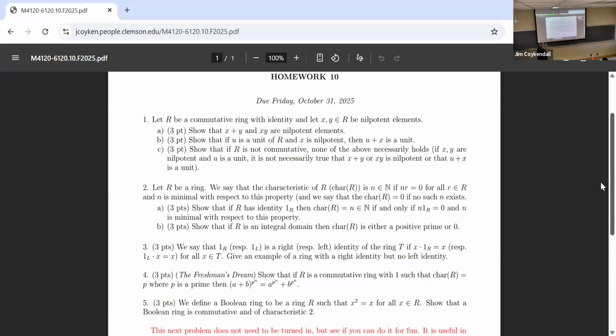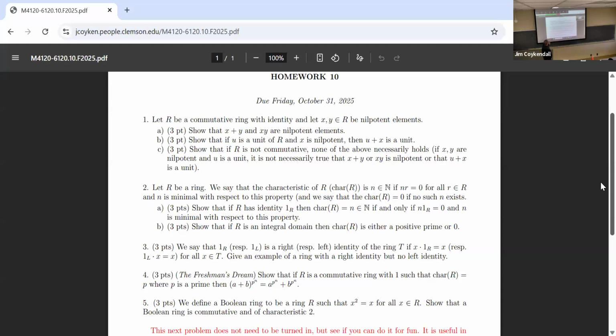We say that the characteristic of R is n if n times r is zero for every r in R. For example, Z mod n has this property. Show that if R has the identity, then the characteristic of R is n if and only if n times the identity is zero, and n is minimal with respect to this property. Show that if R is an integral domain, then the characteristic of R is either a positive prime or zero.